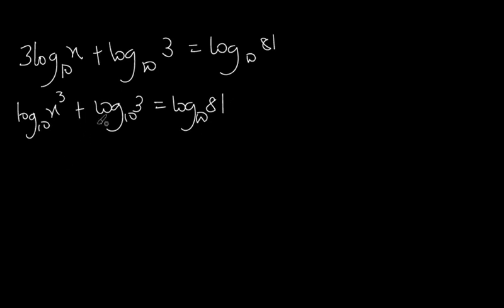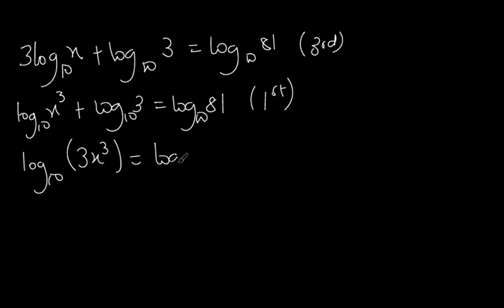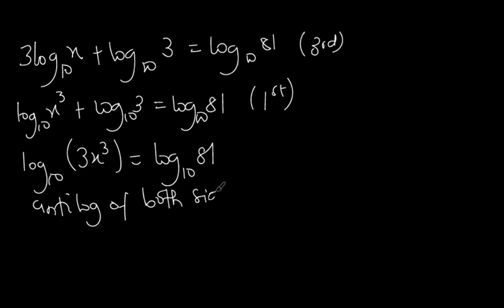From here we applied the third law of logarithm. Now we can see that we have the first law of logarithm, that is the addition law. So we have log base 10, and this will multiply the 3, so we have 3s cubed is equal to log base 10 of 81. Whenever we have something like this, we just take antilog of both sides, so the logs will go away. So we have 3s cubed is equal to 81. From here we divide both sides by 3.